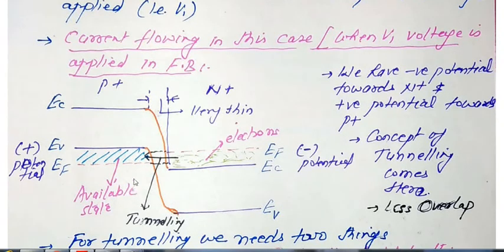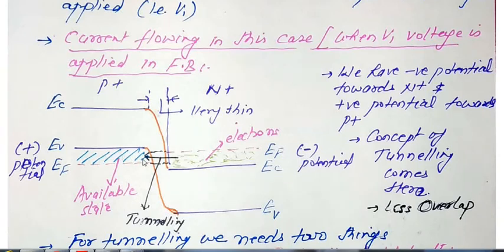Now for the tunneling process we need to have two things. One is the width: this depletion width should be very thin. And second, availability of energy states at the other side. So if we see in this particular figure, both conditions are there. We are having a very thin depletion layer, and also we are having free available states towards the P plus side.